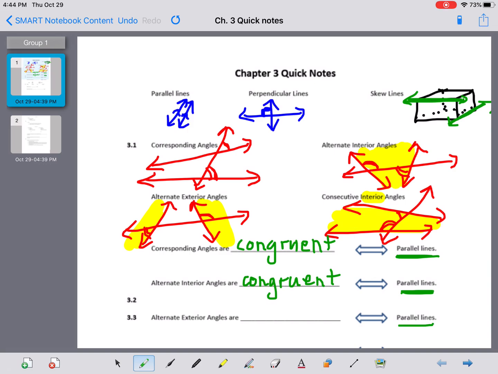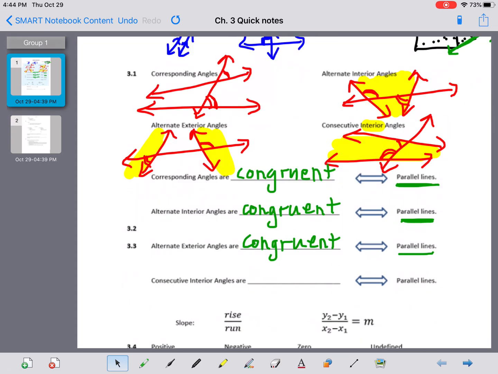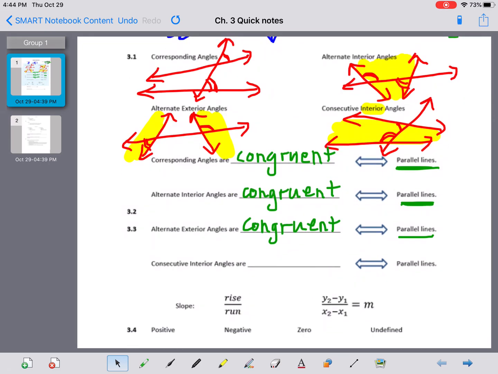If the lines are parallel, the angles are congruent. Or if the angles are congruent, the lines will be parallel. So they work back and forth, right? But again, the vocab for what type of angles is simply a position, not a number.